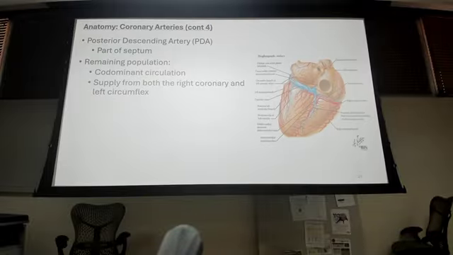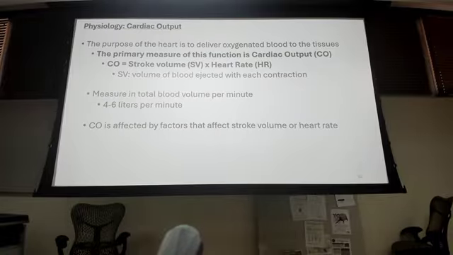Then we talked about the posterior descending, how the circumflex and the right coronary work together to supply the posterior wall. But that could present some problems if perfusion were blocked in this region as well.